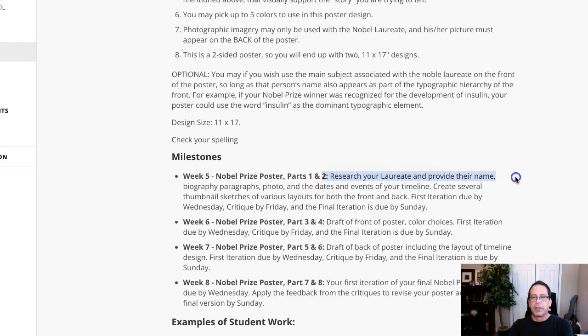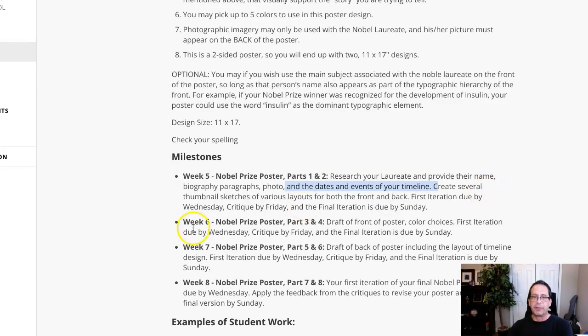So you're going to research your laureate and provide their name, which you have done, and your biography paragraphs. We've got that as well, and you've also included the photo. What we don't have is your timeline information. I know you said that in your post, but that's imperative. We have to have that information. Then, of course, we also need these sketches.